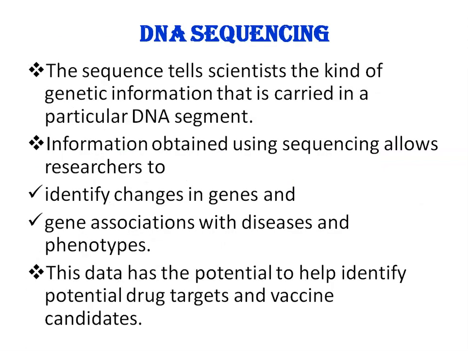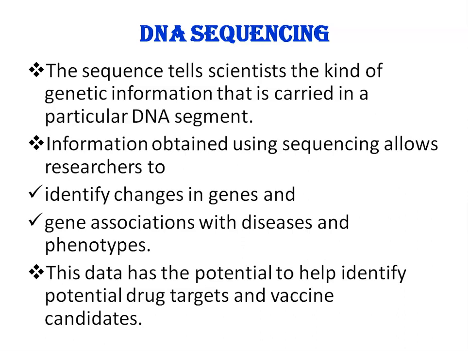Next area of research of bioinformatics is DNA sequencing. DNA sequencing, if you remember, is a method that determines the order of four nucleotide bases. Four nucleotide bases, adenine, thymine, cytosine, and guanine, that make up the DNA molecule and convey important genetic information, right? So this sequence tells scientists the kind of genetic information that is carried in a particular DNA segment. For example, scientists can use sequence information to determine which stretches of DNA contain genes and which stretches carry regulatory instructions, turning genes on or off, right?